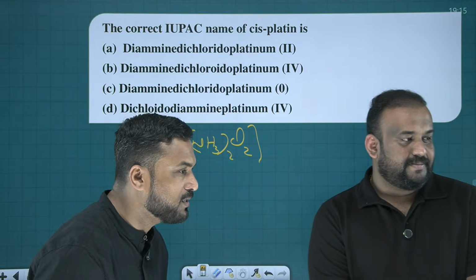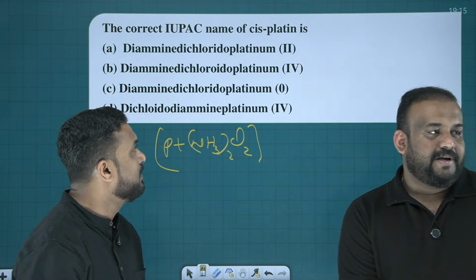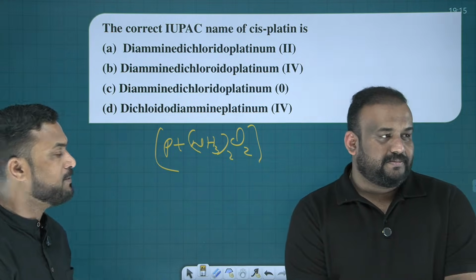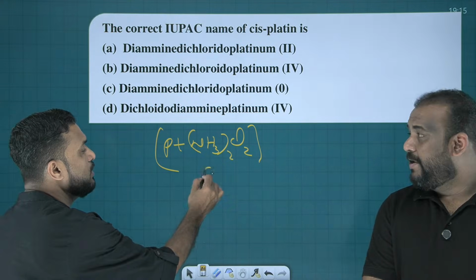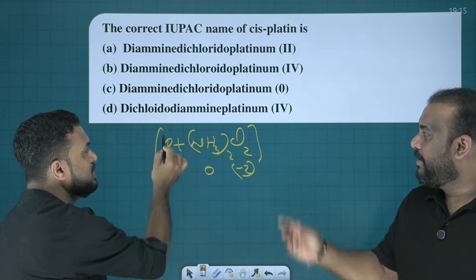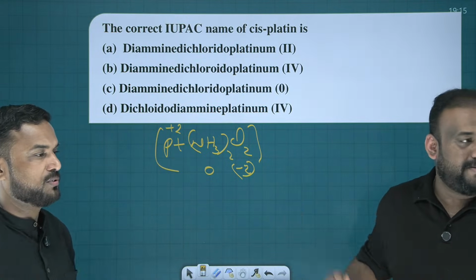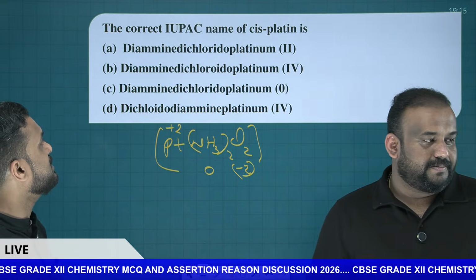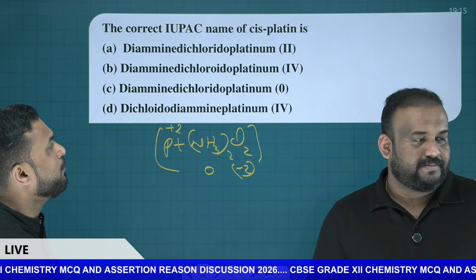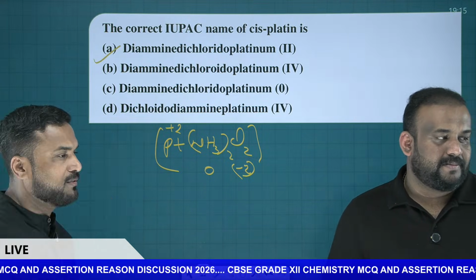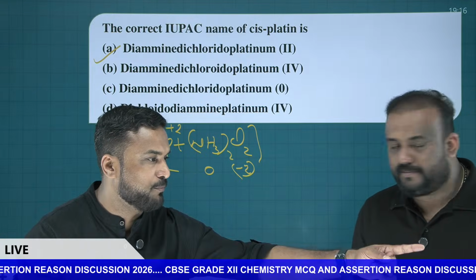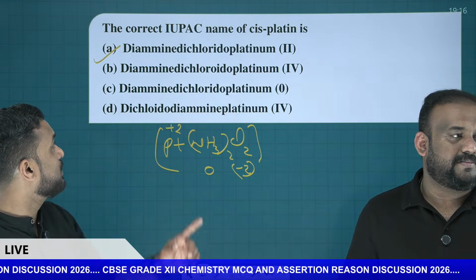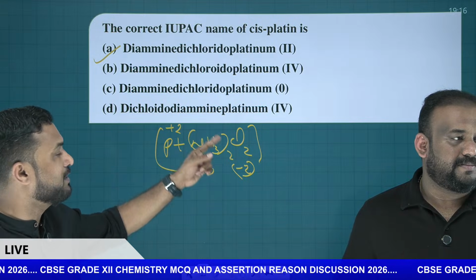But don't get confused with the valency, I mean the oxidation state. NH3 is neutral, 0, and Cl2 is minus 2, which means the whole complex has no charge, so the platinum should be +2. I think you got the answer. So the correct answer is diamminedichloridoplatinum(II). The second option is A. Someone put B, but keep in mind this is not 4.